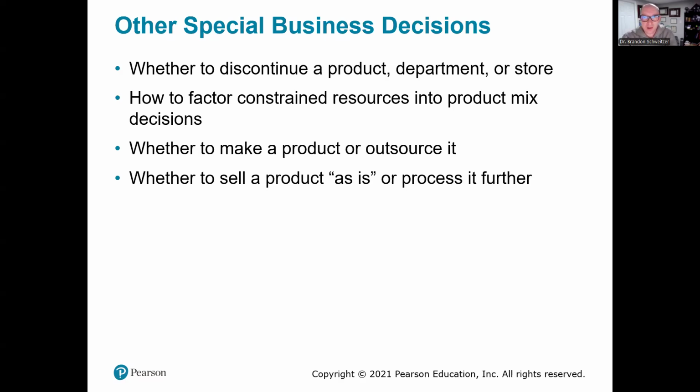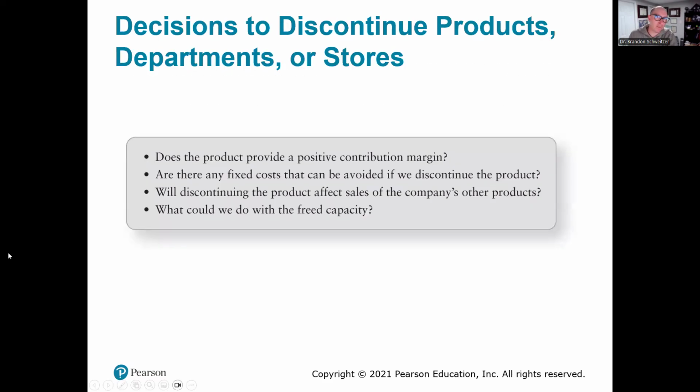So we need to understand what our product mix is and what our constrained resources are, whether to make the product or outsource it, or sell the product as it is or process it further. So let's break each one of these down, looking at the decisions to discontinue products, departments, or stores.